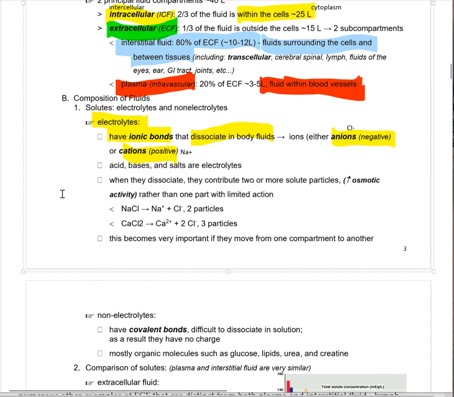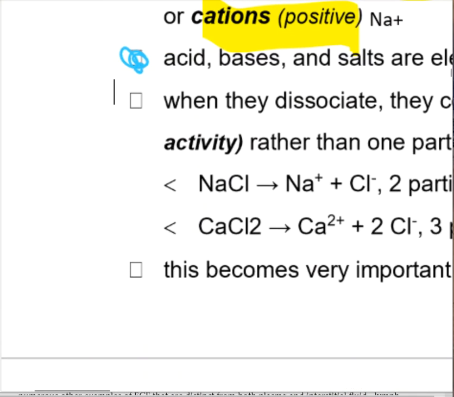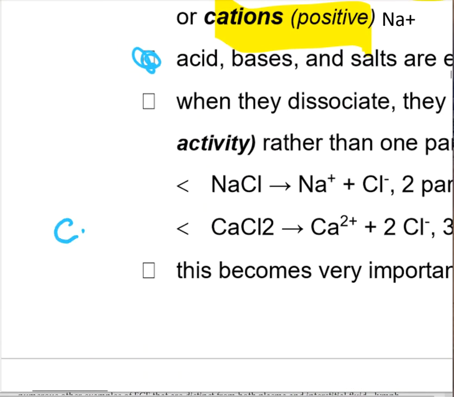Okay, and all acids, bases, and salts are electrolytes. So all of them dissociate in the water, and when they dissociate, they contribute 2 or more particles. Okay, and so they're showing a couple examples here. Note this 2, CaCl2. We should really write that correctly, right? I don't know why it didn't lowercase there. CaCl2, the 2 in a subscript.